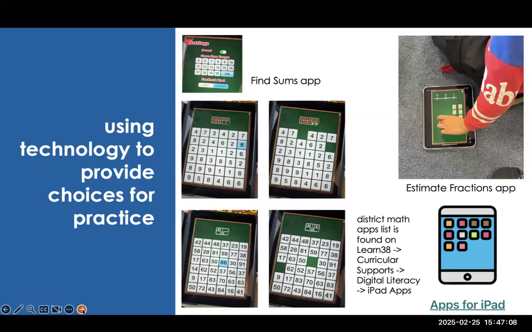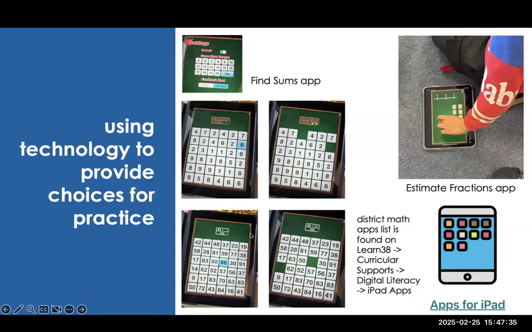Students are all using Find Sums apps, but some of them might choose addition to 10. Some of them might choose addition to 20. Some of them might choose addition to 100. They're choosing the number range that they're comfortable with. And as you can see in these middle ones here, they have the Ten Frame, and it's that visual support. If they click on 8, they can visually see how many more they need to fill up the 10 frame. So then they click on the 2, and that shows that it's filled up.